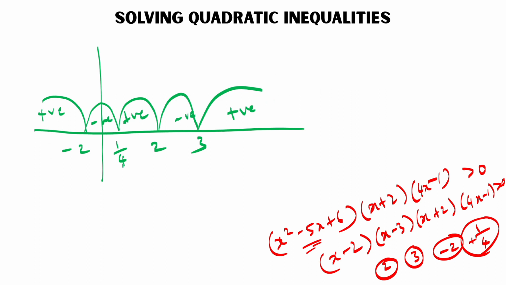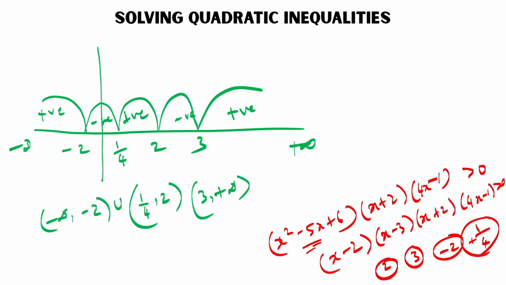So if we consider the positive values, it will be minus infinity to minus 2 union 1 by 4 comma 2, right, and 3 comma plus infinity. As it is just greater than 0, we shouldn't use the square brackets, so we shall use the round brackets. So minus 2, 2 and 3. So this is the solution set of the inequality.